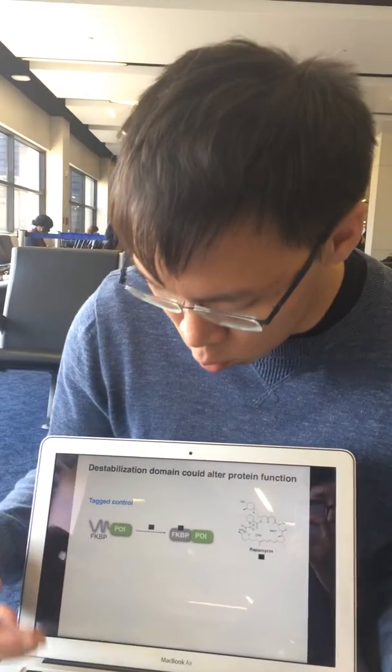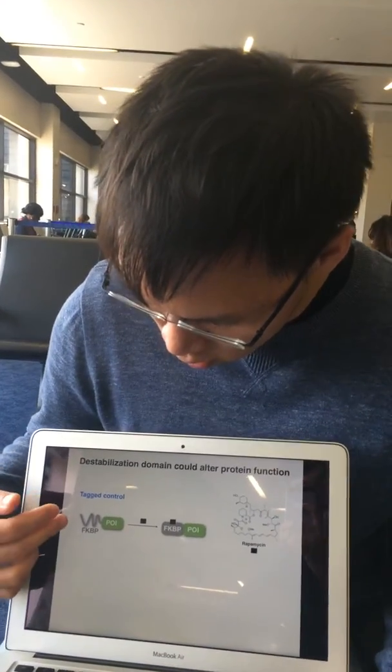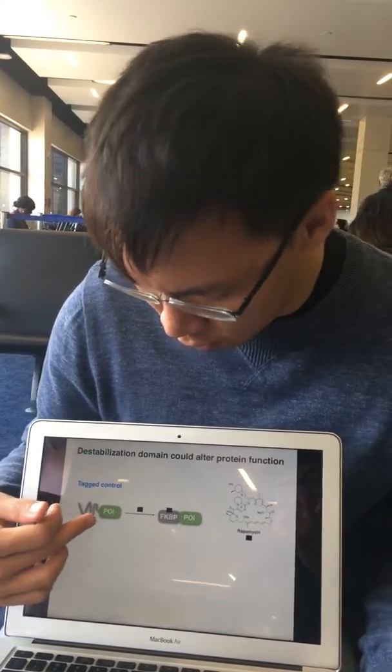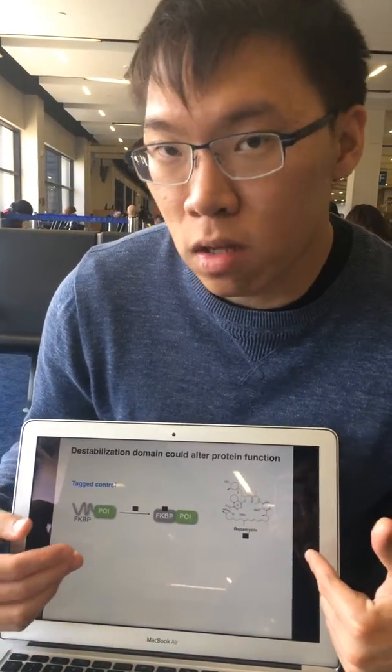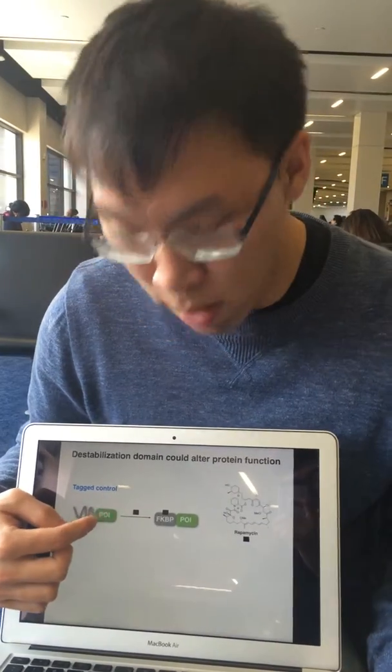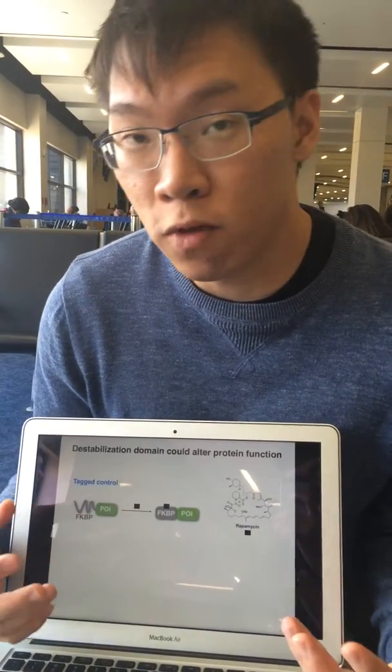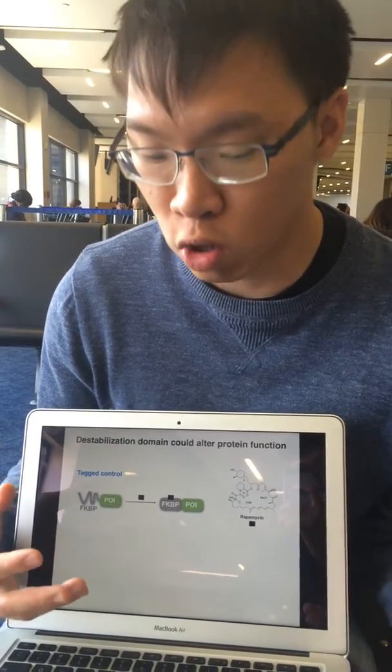For example, Wandless's group fuse a mutant FKBP to their protein of interest, and then when they add this small molecule called rapamycin, it will bind to the FKBP and thus stabilize the fusion protein. So the fusion protein, or the protein of interest, will be functional.